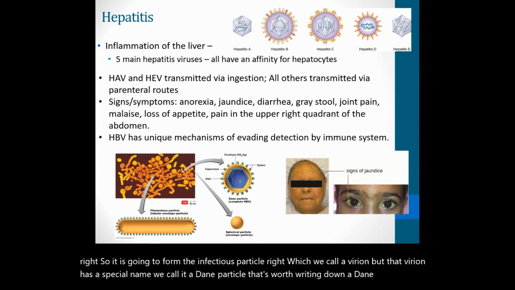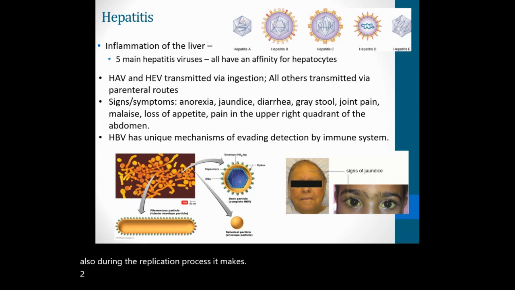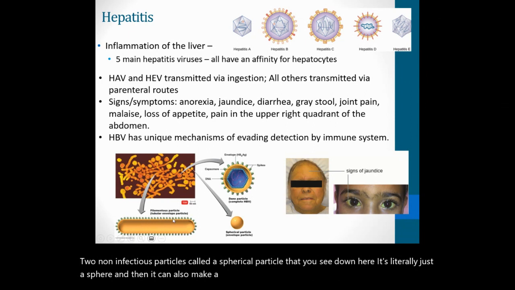And this is the infectious form of the virus that can go out and be transmitted to other people. But also during the replication process, it makes 2 non-infectious particles called a spherical particle that you see down here. It's literally just a sphere. And then it can also make a filamentous particle. So it does have some particles from the envelope.